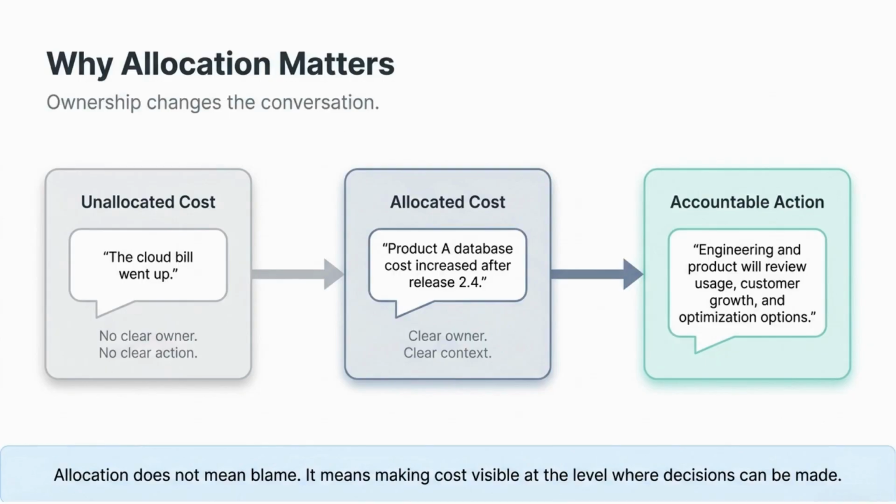This does not mean blaming the team. It means making the cost visible where the decisions are made. Good allocation supports better forecasting, optimization, showback, chargeback, product decisions, and architecture discussions. Poor allocation leads to generic reporting and weak accountability.